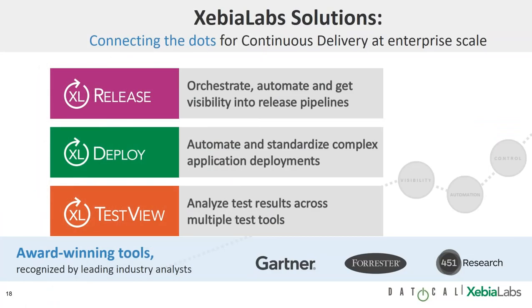So XebiaLabs has three tools, specifically one for release orchestration to get visibility into your release pipelines. The other one is around deployment automation. It's called Excel Deploy, and this automates and standardizes your complex application deployments. Excel Test View is our test data aggregation tool and provides you with analysis on your test results across not only your multiple test tools, but disparate tools, disparate teams. It aggregates all that test data and provides you with one enterprise-wide view. Next slide.